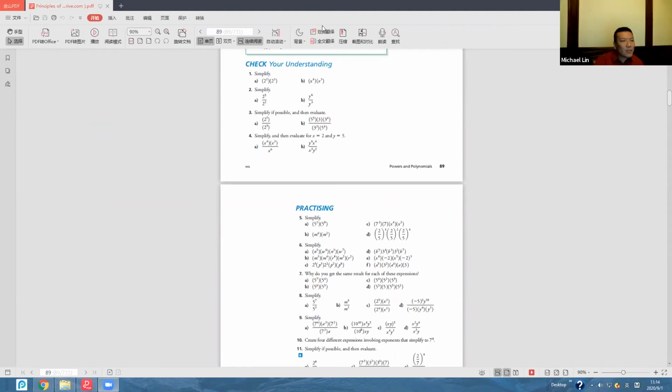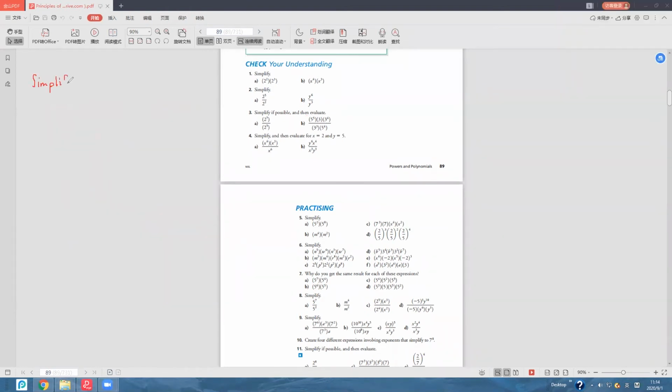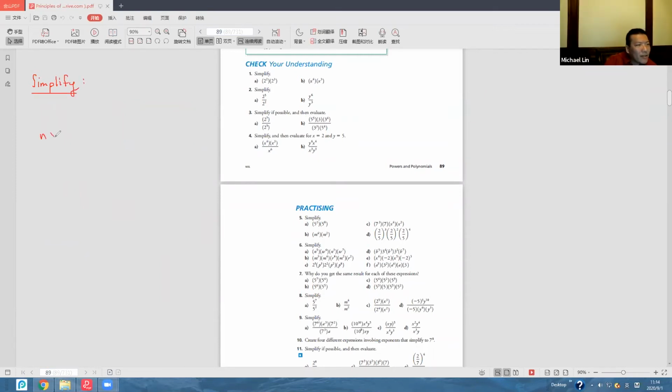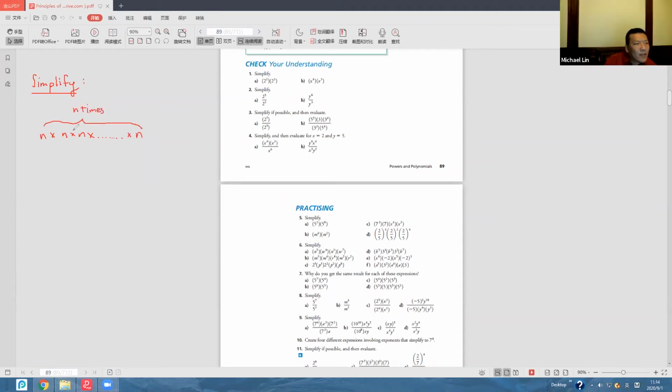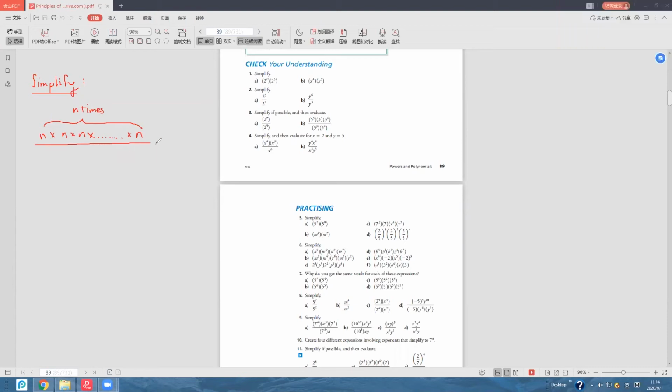What about this question? So I'm just going to ask you guys to simplify this. Again, there's no need for you to give me an exact answer. So we have n times n times n times dot dot dot times n. I'm going to multiply n times. Okay, it's going to multiply by itself a lot of times.